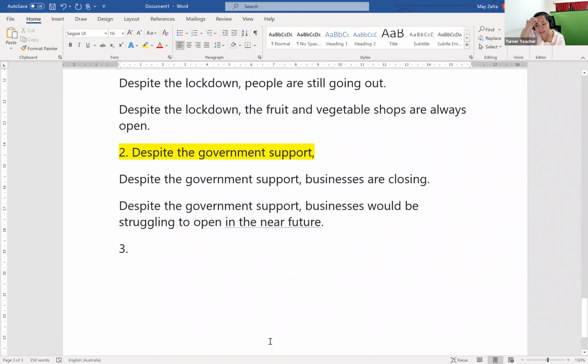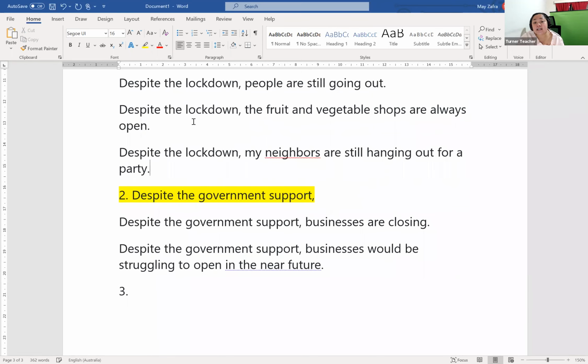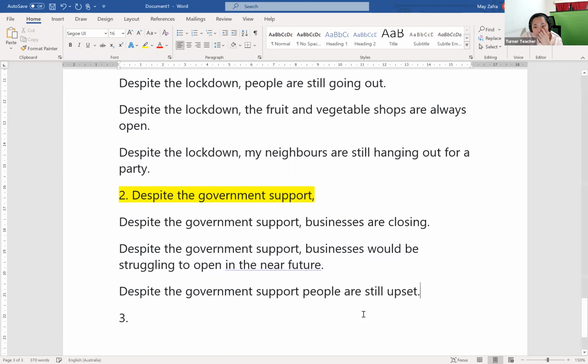My neighbors are still hanging out for a party. Yes, that's correct. Miss May, you were saying protest. Workers are protesting to go to work. Yeah, to go to work. Despite the government support, people are still upset. Yes, correct, DC. Good job. Thanks, DC, for participating. Thank you, Miss May. No worries. Despite the government support, workers are protesting to go to work. Yes, that's correct, Chandra. Thank you for fixing it.